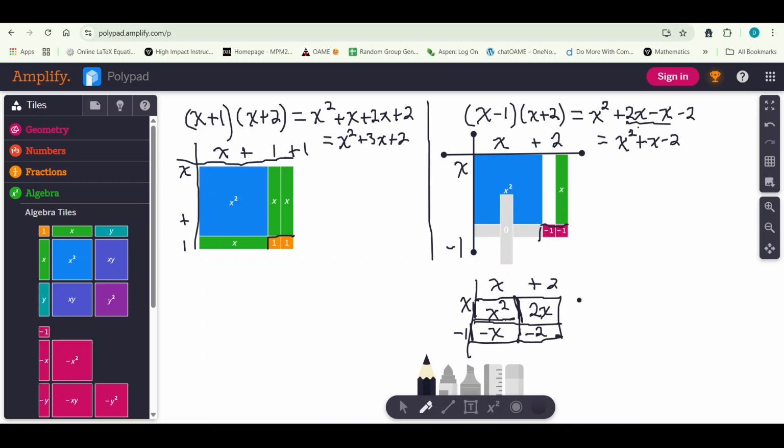And again, students can move past the physical hands-on tiles. I think it's important for them to experience that because they get a sense of what they're doing, and then they can go and see what their answer is. So this would tell us that x minus 1 times x plus 2 is equal to x squared plus 2x minus x minus 2, and then they can collect like terms.